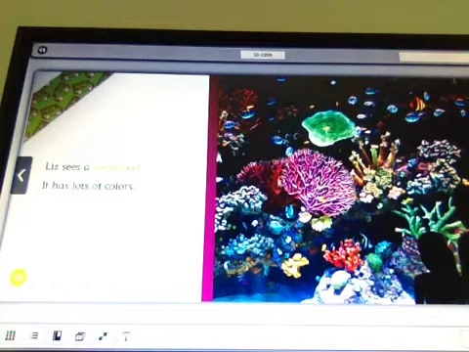This is pretty. This reminds me of what was on the front cover. Liz sees a coral reef. It has lots of colors. The words coral reef are a different color. We're going to find out what a coral reef is later. But right now I can make a prediction. I can predict that this is the coral reef, because it does have lots of colors.